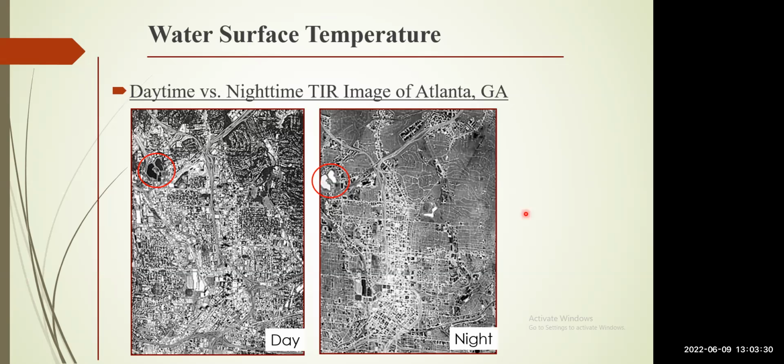Here we can see the day-night TIR, that is thermal infrared image of Atlanta. We can see the water at daytime showing a black output, but at night time it is giving us the output of white. So the surface temperature increasing and decreasing between day and night shows us in a very good way how it is changing from day to night.